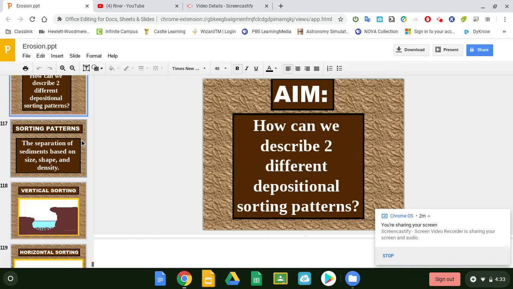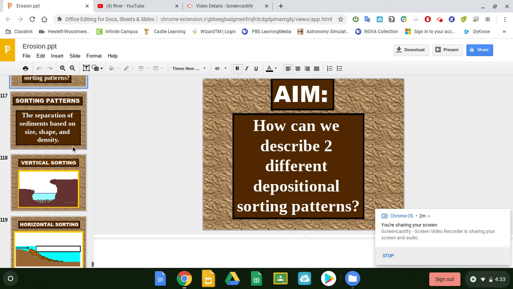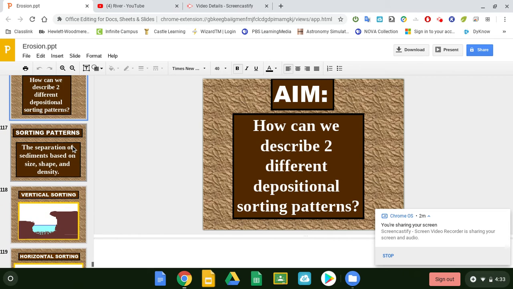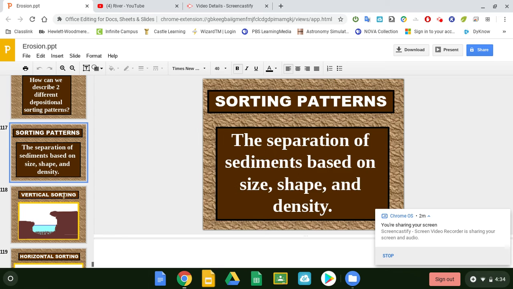Sorting pattern. If something is sorted, this should work at any point here. It will not click to the next slide. So let's see. Come on. There we go.